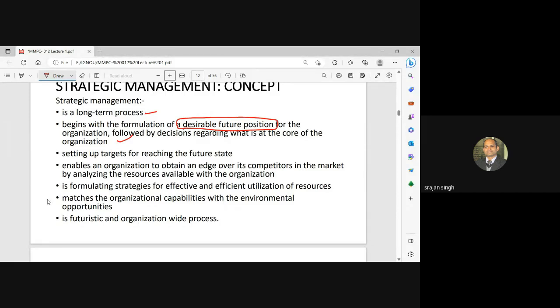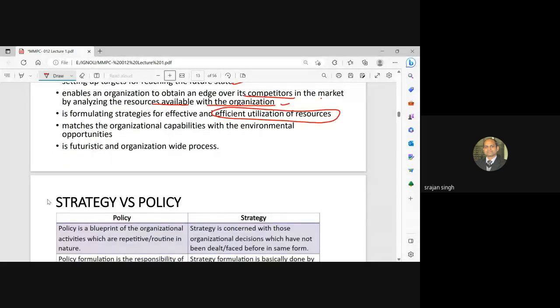Setting up targets for reaching the future state, because the future is very uncertain. Even the time duration is uncertain. So we have to divide our strategy into a number of segments, and that's why we have to set quite near targets to achieve a strategy. It enables an organization to obtain an edge over its competitors in the market by analyzing the resources available with the organization, and formulating strategies for effective and efficient utilization of resources. It matches the organization's capabilities with the environmental opportunities, and it is a futuristic and organization-wide process.